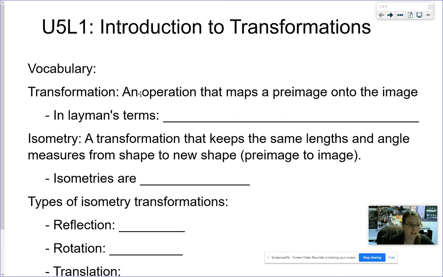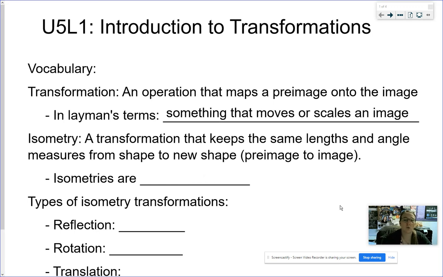So a transformation, on the notes packet, it says an operation that maps a pre-image onto the image. Now that sounds kind of fancy. So if you want to also copy down what I call in layman's terms, that just means in easy terms for people who aren't math people typically: a transformation is something that moves or scales an image. So you guys know, when you upload photos, you can scale them. You can make them bigger or smaller. That's also a transformation. But if I also want to move something, or flip something, or rotate something, that's also a transformation. Moves or scales it, changes the size.